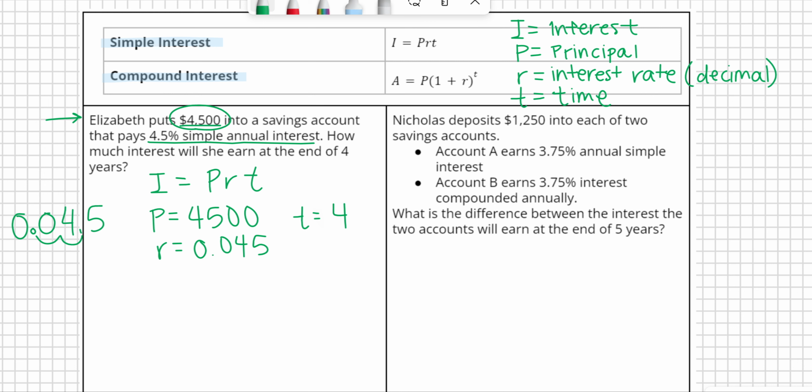So now I'm going to put all this together in the formula. Interest equals P times R times T. So 4,500 times 0.045, that's the interest rate, times the number of years, which is 4. And you can put all this in your calculator as one line, exactly as I wrote it. I'll do that too. 4,500 times 0.045 times 4. So the amount of interest that she will earn is $810.